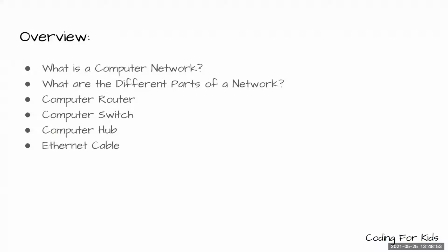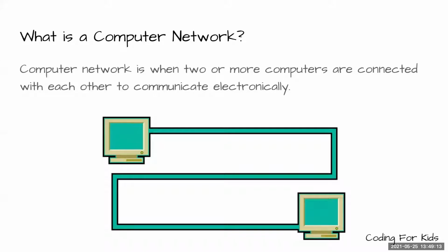I kind of said that we're going to be looking at computer networks and what a computer network is. Then we're going to be looking at the different parts of a network, and we're going to be talking about computer routers, switches, and hubs, and then finally we're going to be looking at an Ethernet cable. So first, let's look at what a computer network is.